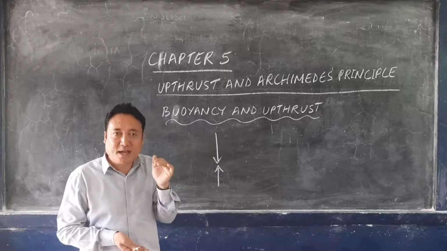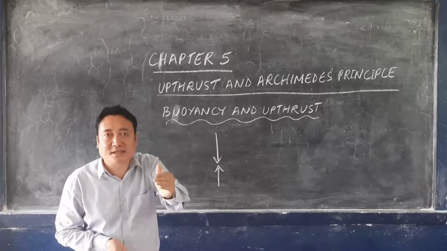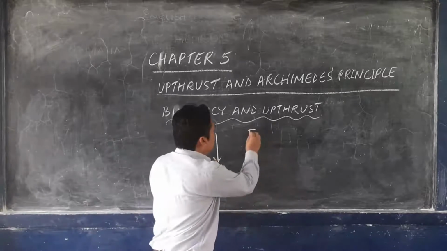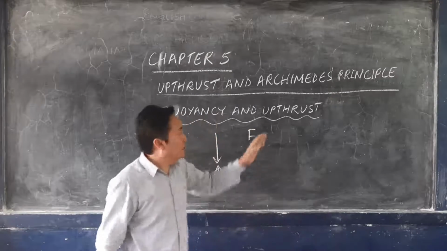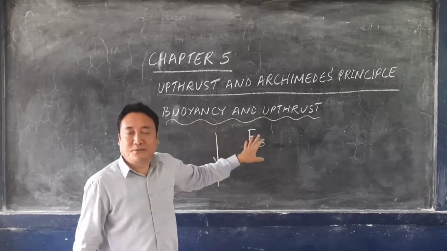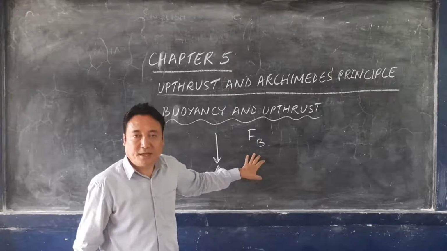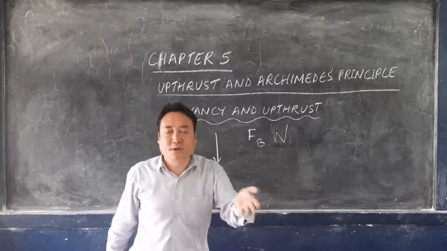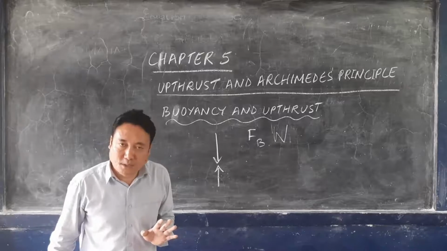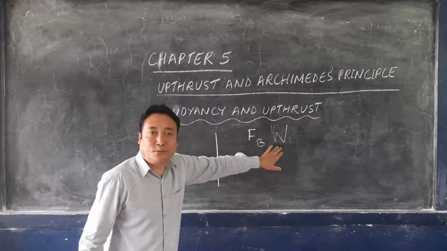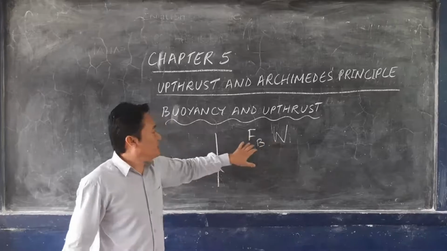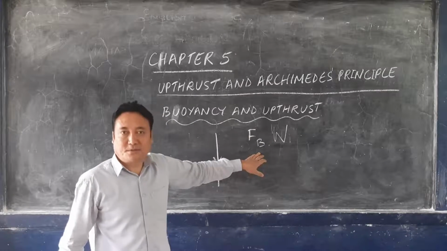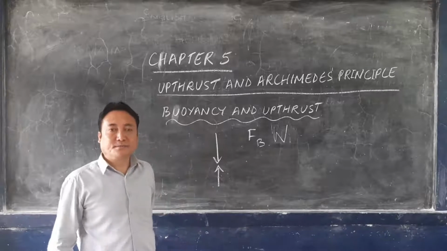So the weight of the tin can is less than the buoyant force, and the buoyant force is written by the symbol FB, or the upthrust can be written as FB. And the weight is taken as W. Capital W is the weight of the body which is immersed in water or in a liquid. Weight W is the weight of the body, and FB is the buoyant force, or the upthrust we call it. Then the other one is the cork.